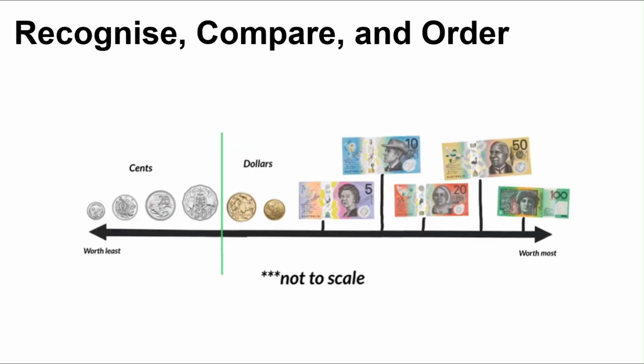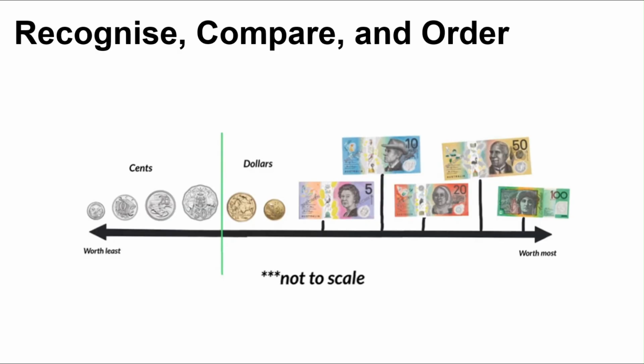Then after we recognize order, we compare. So what I like to do is put a number line or an open number line on the board, and I like students to order coins from worth least to worth most. We start layering this idea of 100 cents being $1 and showing the different notes. So I like to order coins and notes so students can see the value of money.